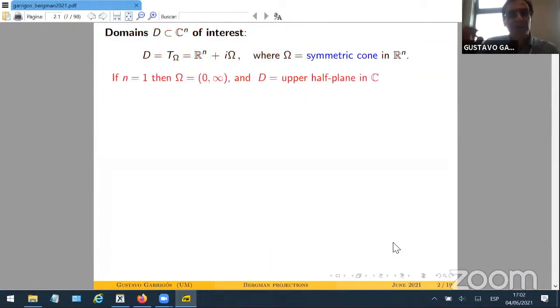Okay, so our domains of interest are the tube domains over symmetric cones. This is the usual definition, R^n plus i Omega. Omega is a symmetric cone. In the case of one dimension, they correspond to the upper half plane. The only cone in one dimension is the half line. So these are generalizations of the upper half plane. So here I have to apologize, I couldn't come yesterday. Probably Alex Nagel spoke a lot about this kind of tube domains.